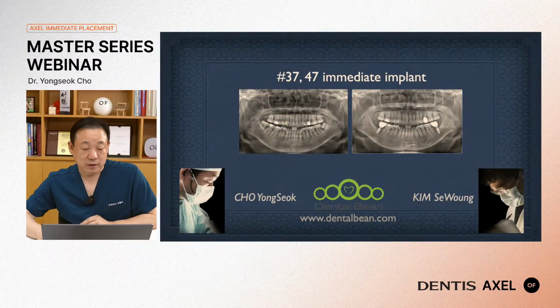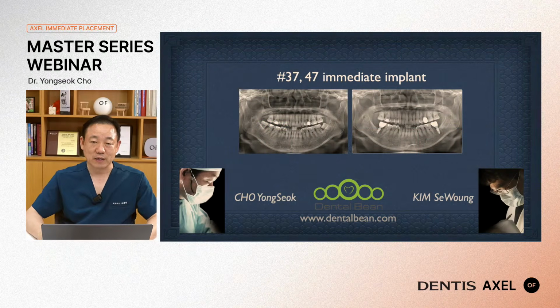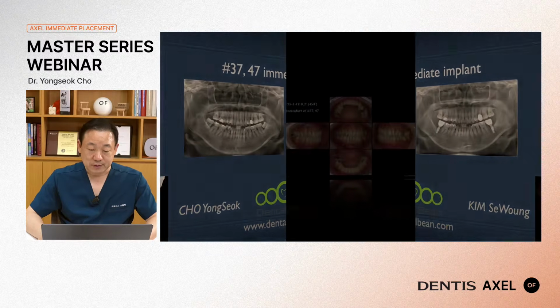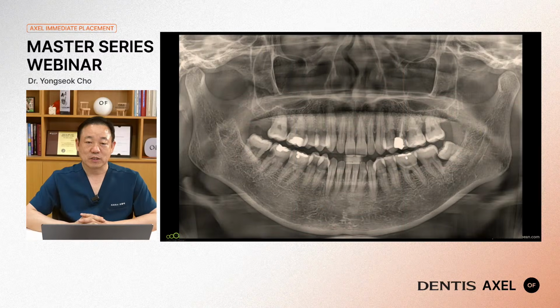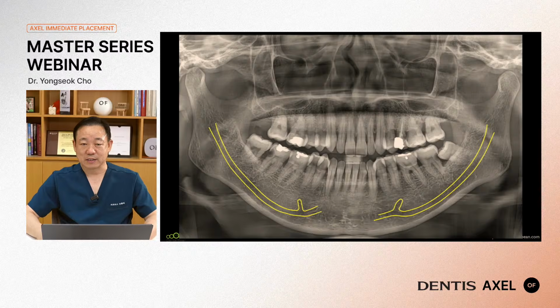Next case is a second molar case. The patient was a 49-year-old female who complained of discomfort in the left and right mandibular last molars. Look at the panoramic image. We can see the caries of the second molar in both sides of the mandible. Okay. And the mandibular canal was traced like this.